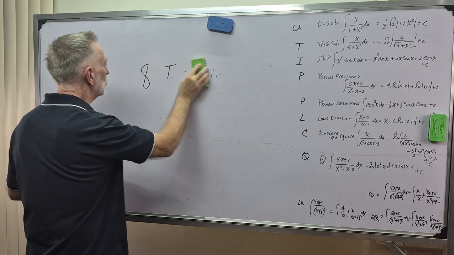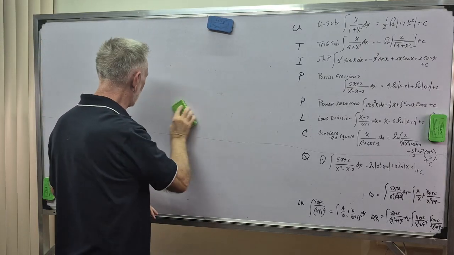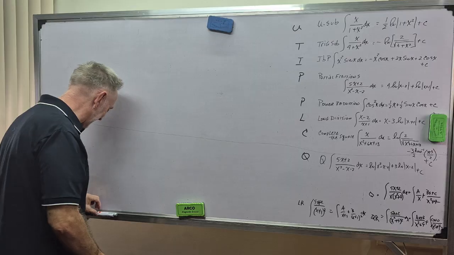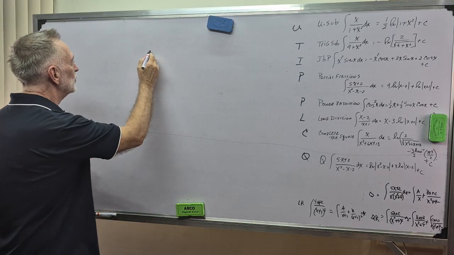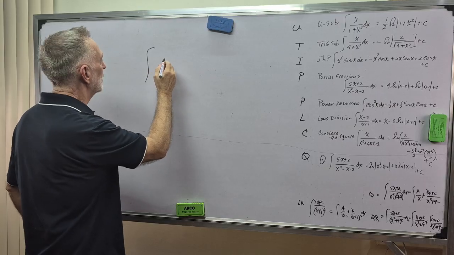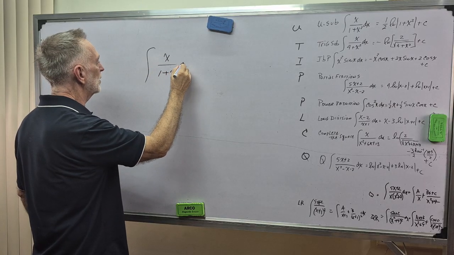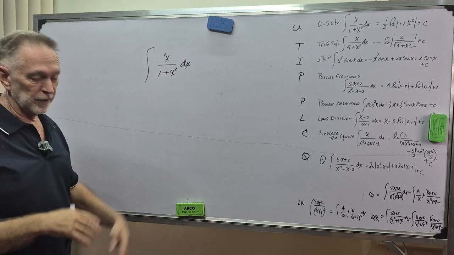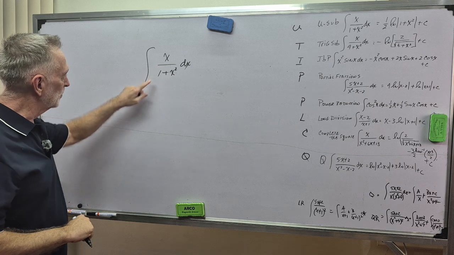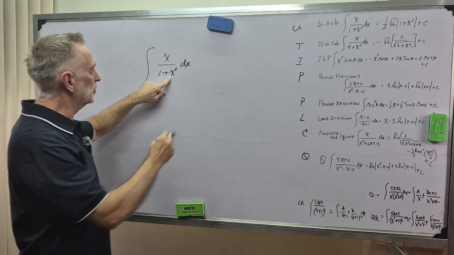So the first one we'll look at is U-Sub. You will use that over and over and over again. It's a handy tool. So how does it work? We have the integral of x over 1 plus x squared dx. Now, there's several ways to solve this one, but we're looking at U-Sub. So let's let U equal 1 plus x squared.